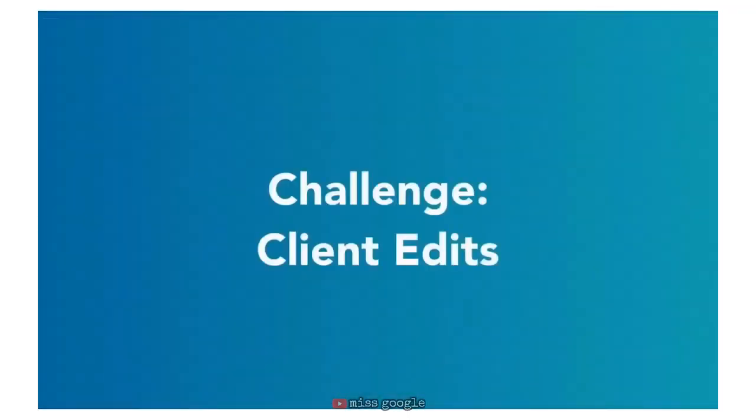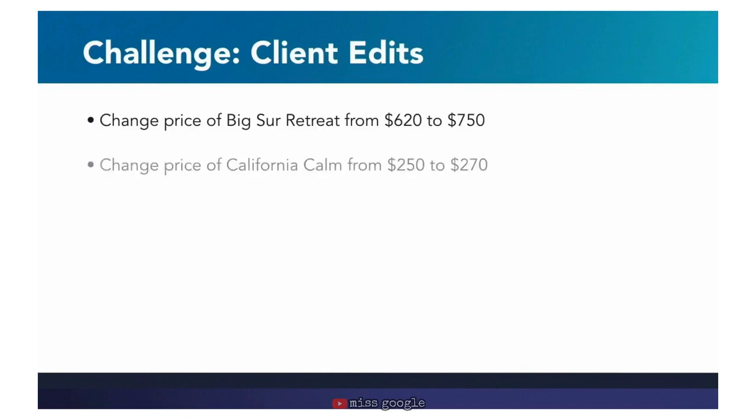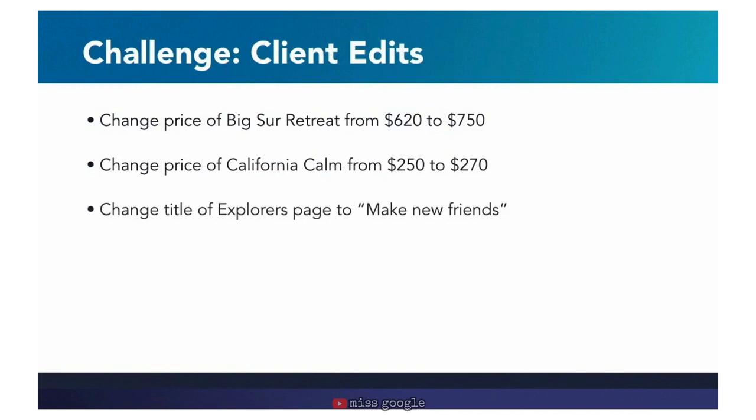It's time for a challenge assignment. Let's imagine that the client for the Explore California website sends you an email and asks you to make a couple of changes. And the challenge is for you to make those changes and then track them in Git. So the email from the client asks for three things. First, they want you to change the price of the Big Sur retreat from $620 to $750. Second, they want you to change the price of the California Calm promotion from $250 to $270. And third, they want you to change the title of the Explorers page to read Make New Friends.